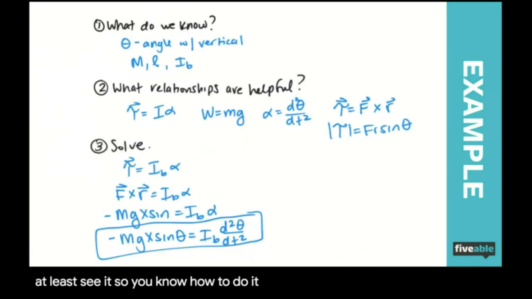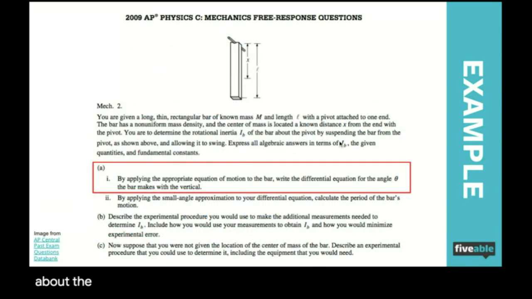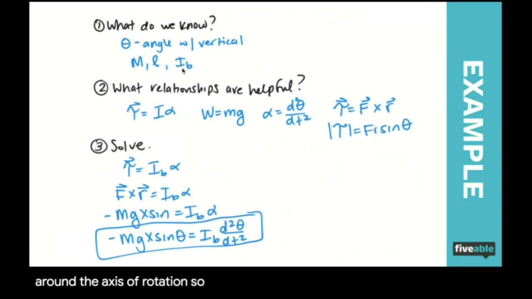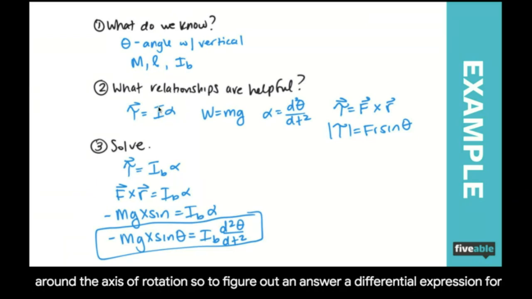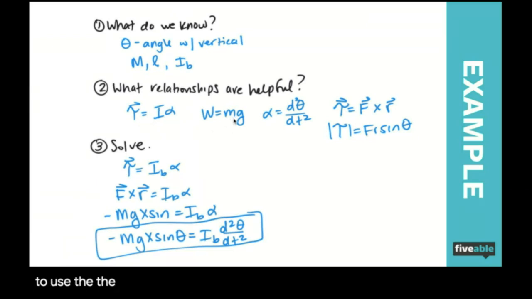So things that we know: theta is the angle with the vertical. We know the mass, we know the length, and it gives us the moment of inertia, the rotational inertia about the pivot from which the bar is suspended. So we know the rotational inertia around the axis of rotation. To answer and derive a differential expression for the first one, we're going to use Newton's second law of rotation. We're going to use the relationship between mass, acceleration due to gravity, and weight.